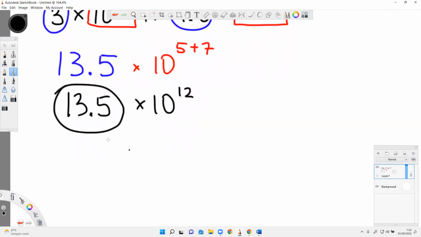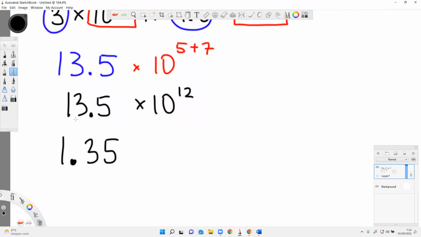But does it meet the requirement of scientific notation, guys? No. Not yet, because there are 2 digits on the left side of the decimal. There has to be 1 digit: 1.35. Remember, we decrease or increase? Decrease the decimal. So in order to balance it, increase the power by 1, right? So you decrease the decimal and you increase the power. Decrease, increase. Get the idea? Rowan?